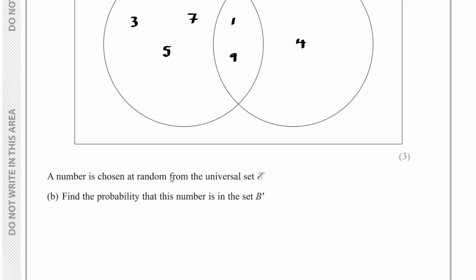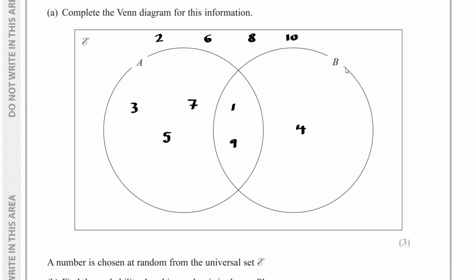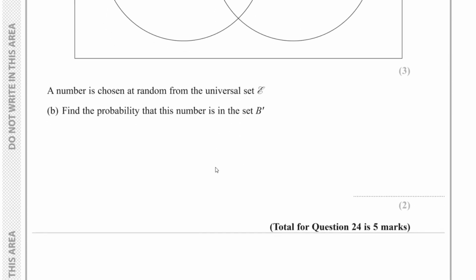A number is chosen at random from the universal set. We have to find the probability that this number is in the set B dash. Well, what it means by B dash is anything that's not included in B. We've got 1, 2, 3, 4, 5, 6, 7 numbers altogether that are not included in B, out of a total of 10. So we've got 7 over 10.